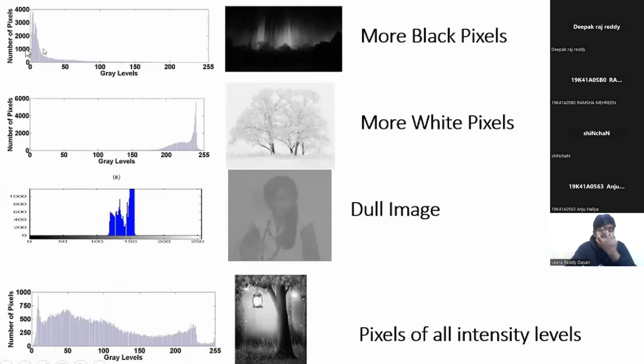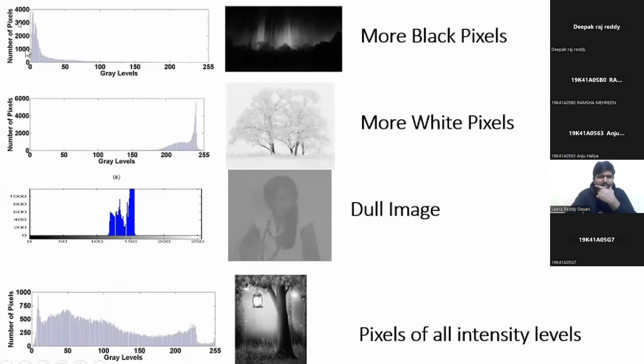So here, this image is completely dark. This histogram is showing that most of the histogram values are black. All the image pixel values range between 0 to 50 only. That means there are very few white pixels, or very low brightness in the image.